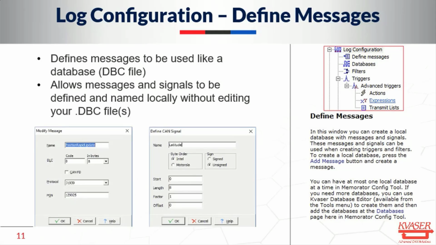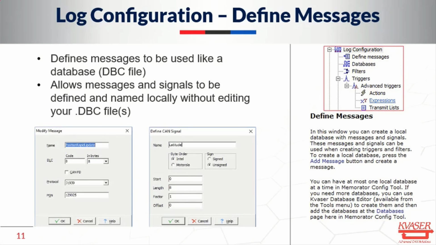If you don't have a DBC file that defines messages and signals, then you can define messages and signals in these two screens. Defining a message allows you to define it very much like a DBC file would. It allows you to name the message or the CAN frame, and to define and name individual signals within that CAN frame.